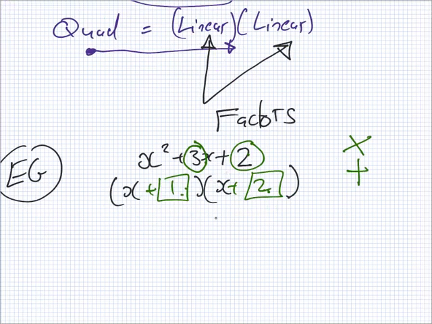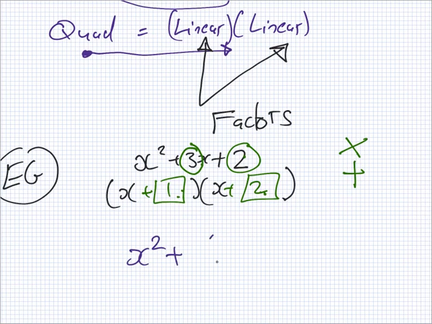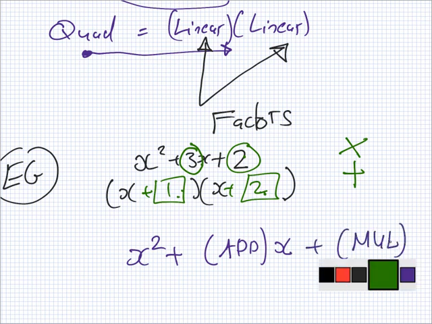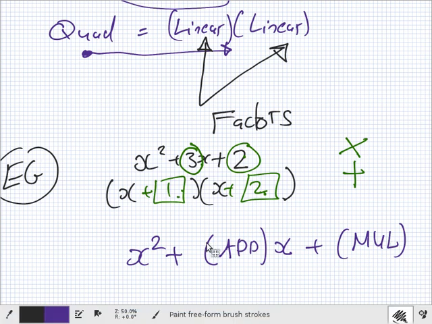So the idea is you want to figure out two numbers that add to make the middle number and that multiply to make the back number. Let's have a look at another example.